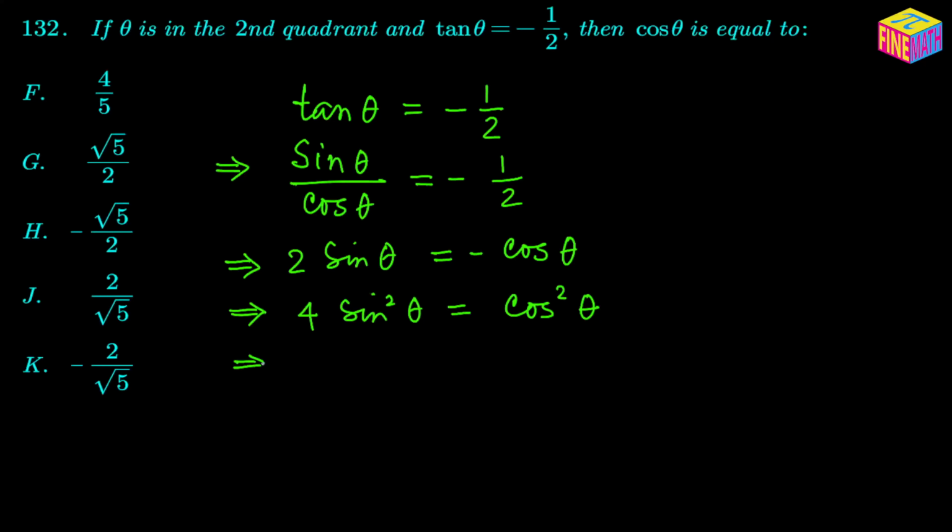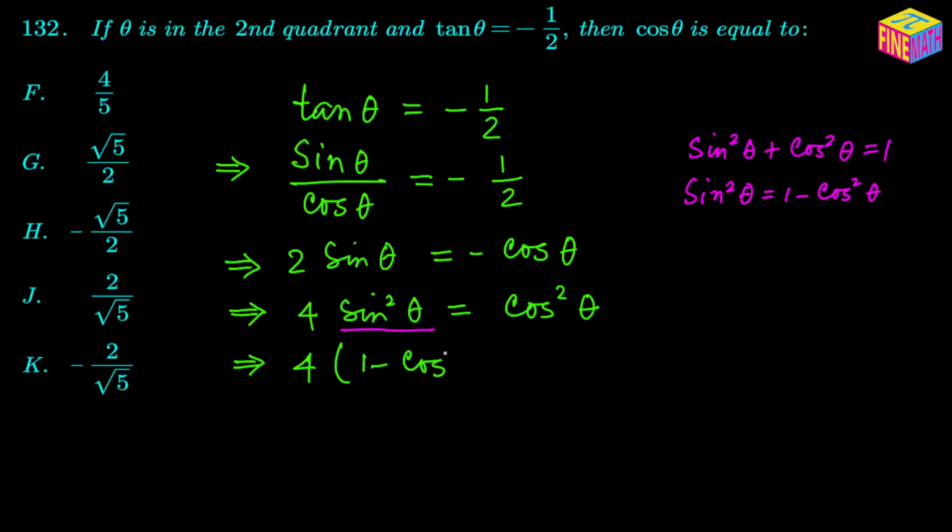So from here we can replace sine squared of theta by 1 minus cosine squared of theta, because you know the Pythagorean identity, which says sine squared of theta plus cosine squared of theta is equal to 1. So sine squared of theta is obviously 1 minus cosine squared of theta, and that's what I'm going to use in place of sine squared of theta. So this will become 4 times 1 minus cosine squared of theta, and that is equal to cosine squared of theta. If we remove the parenthesis, we get 4 minus 4 times cosine squared of theta is equal to cosine squared of theta.